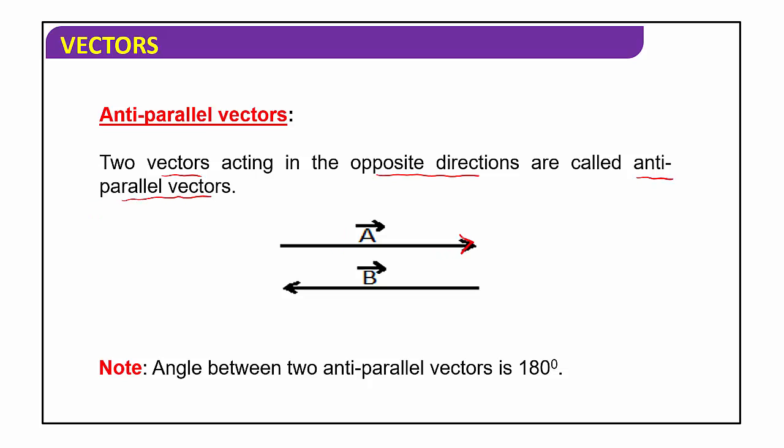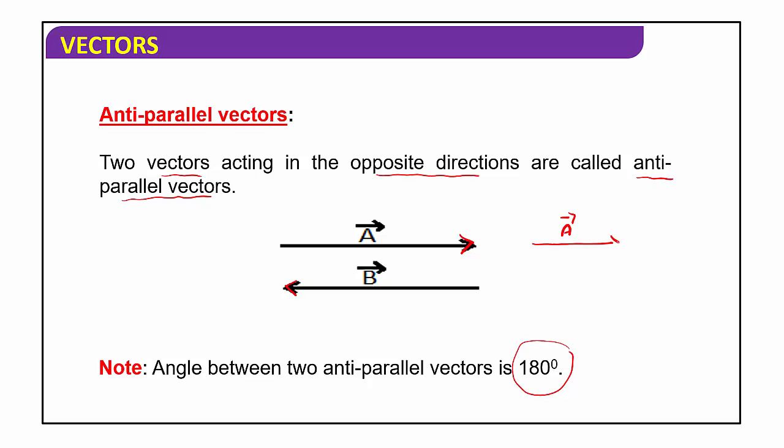Vector A is moving in the forward direction, vector B is moving in the backward direction. Exactly, both are opposite to each other, so we can call them anti-parallel vectors. And the angle between two anti-parallel vectors is how much? 180 degrees. You can observe this is vector A.